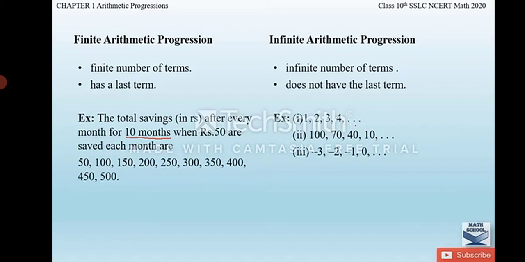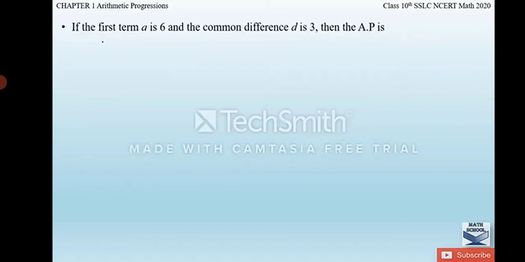Whereas in the infinite arithmetic progression, you can see that the last term is not specified or given. Therefore, these kinds of arithmetic progressions are called infinite arithmetic progressions. For example, finite arithmetic progressions are mentioned on page number 4 in the first chapter of your textbook.